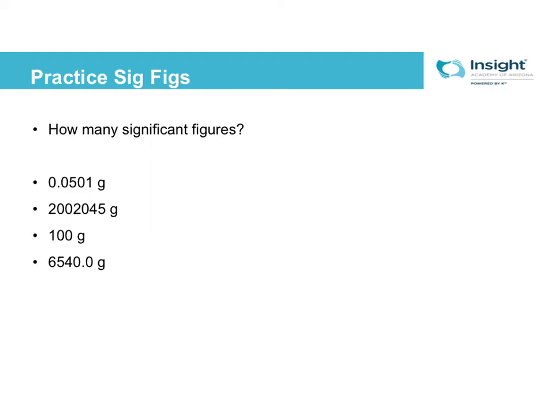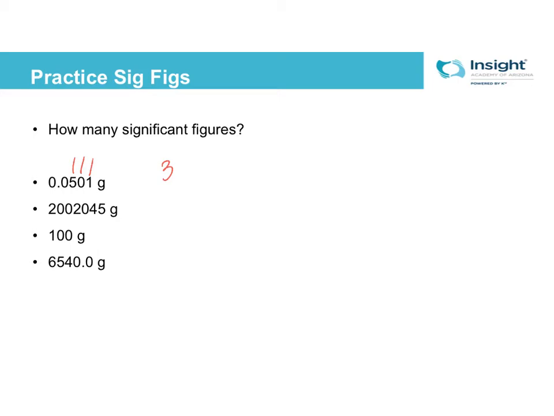So, do some practice here with your significant figures. I want you to pause the video, see if you can determine how many significant figures are in these numbers. Non-zeros always count, so these are significant. And zeros in between count because 0.051 is different than 0.0501. But preceding zeros do not matter. So there are 3 significant figures.